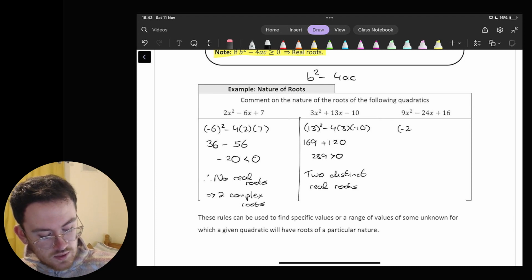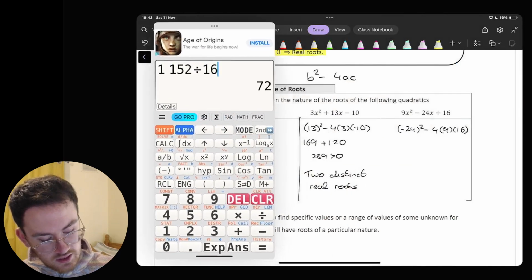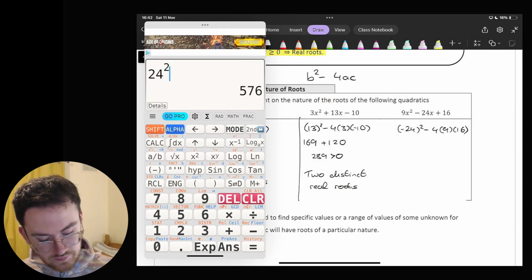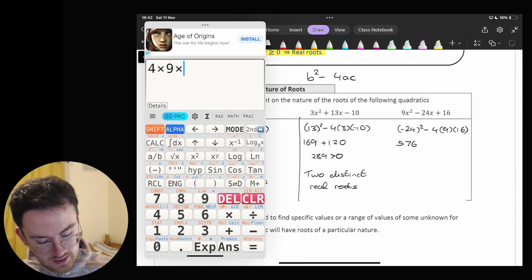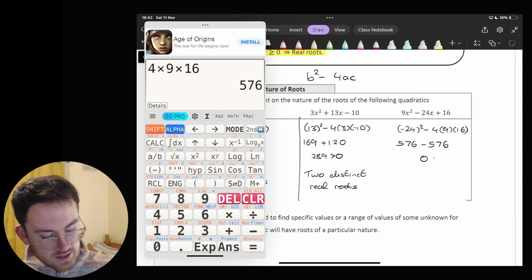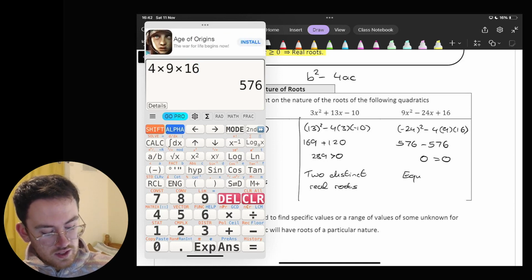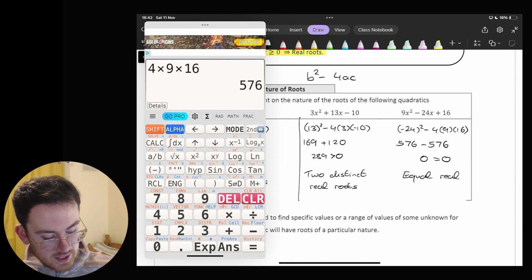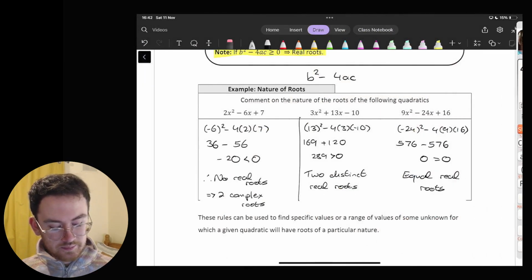Let's look at the last example here then. Same thing again, 24 squared minus 4 times 9 times 16. So let's just work that out here. 24 squared gives me 576. 4 times 9 times 16 gives me minus 576. So I get 0. And that means that I have equal real roots. Equal real roots, or sometimes one solution if you like.